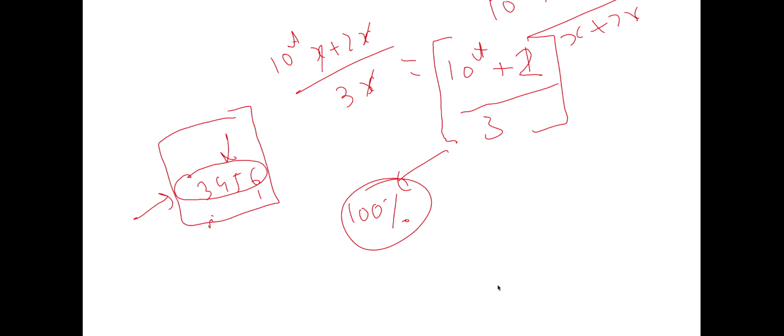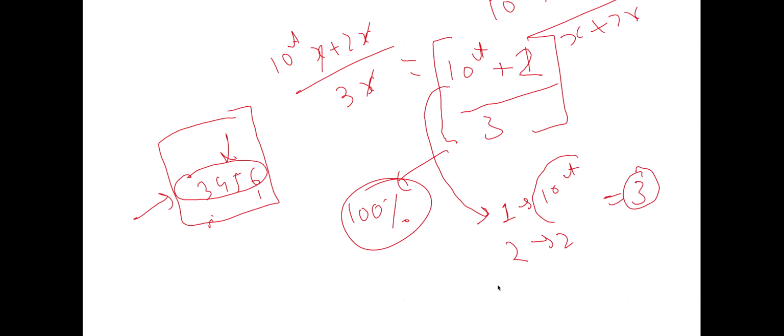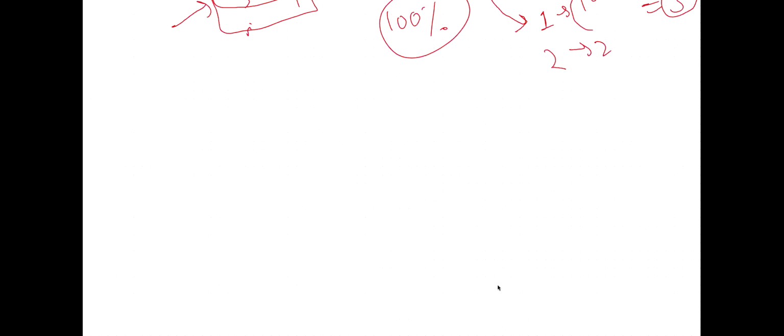So what is 10 to the power t plus 2? I don't know what it is, but I'm damn sure that if I sum the digits of this equation, 10 to the power t plus 2, then I will have 1 coming from 10 to the power t, and I will have 2 coming from 2. So what's 1 plus 2? That's 3, which is divisible by 3. So I'm damn sure of this fact that if I take y equal to 2x, then it will be divisible by 3.